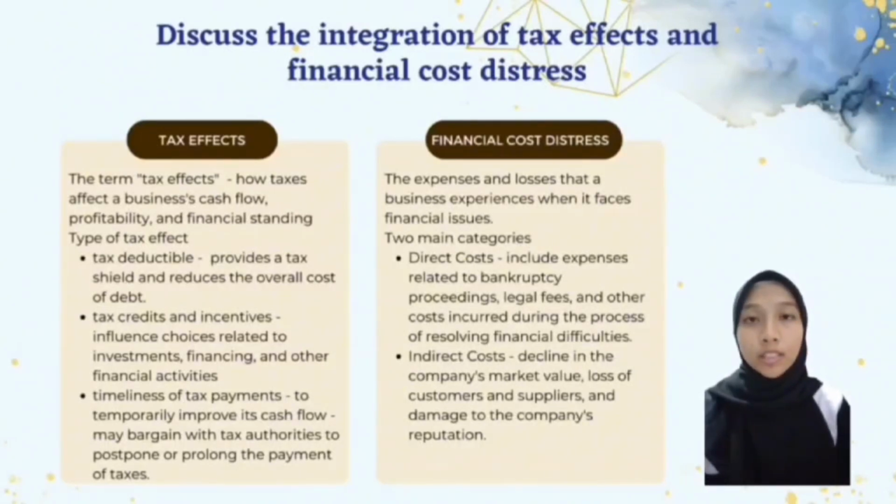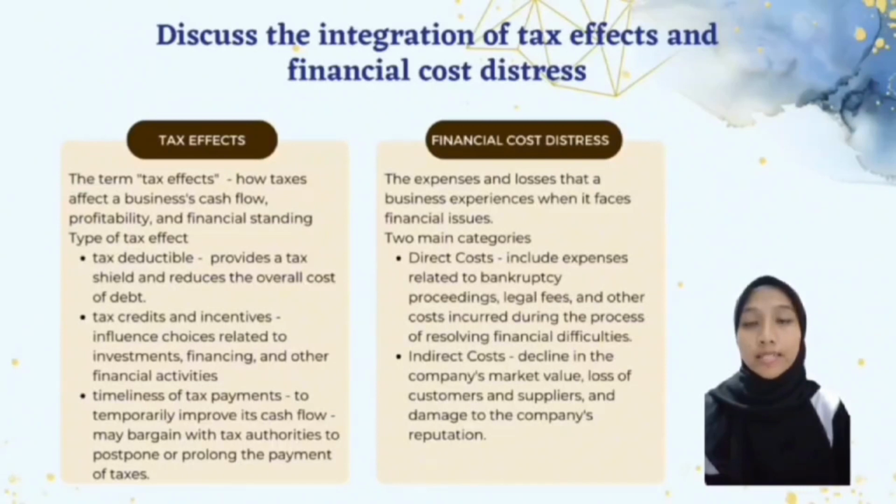Furthermore, in order to temporarily improve its cash flow, a financially troubled corporation may bargain with tax authorities to postpone the payment of tax. Moreover, financial distress costs are the expenses and losses that a business experiences when it faces financial issues such as the risk of insolvency or bankruptcy. These costs can be classified into two main categories, which are direct costs and indirect costs.